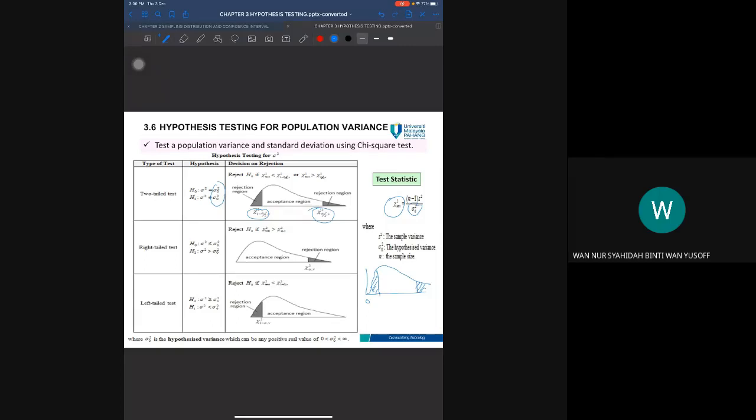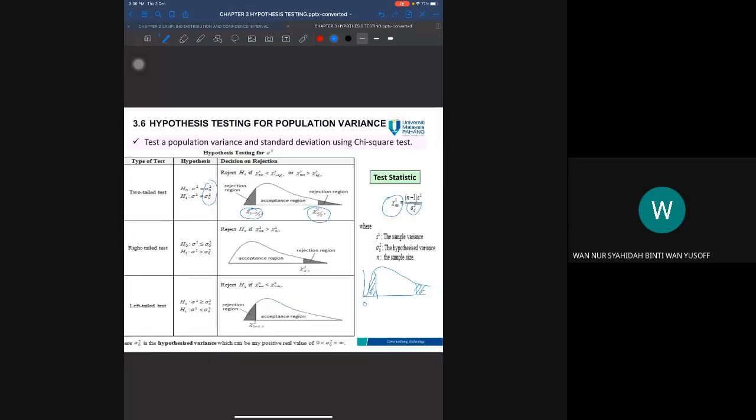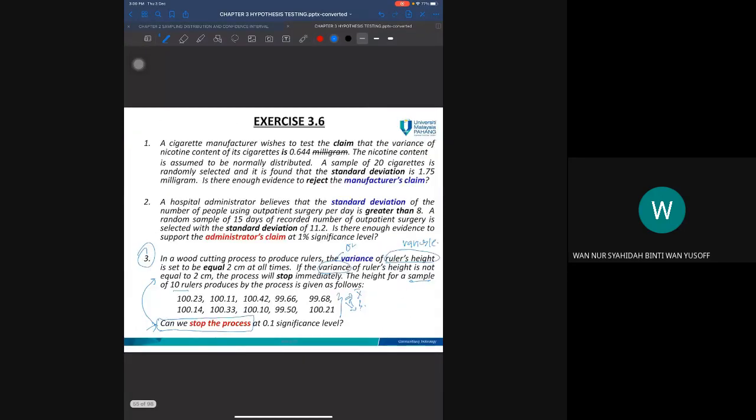Usually students make mistakes at the critical value, especially for the left tail and also the lower critical value for the two-tail case. They use the negative one. So bear in mind chi-square is a positive distribution. That's why we have different critical values for the lower and upper critical value. Okay, we go to number 3 here. What is the variable?